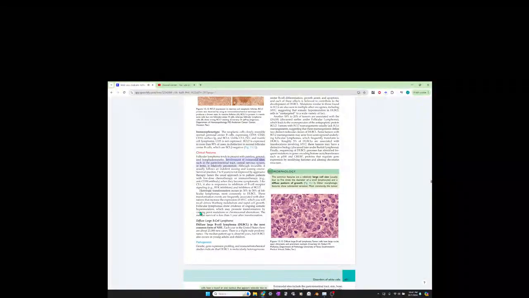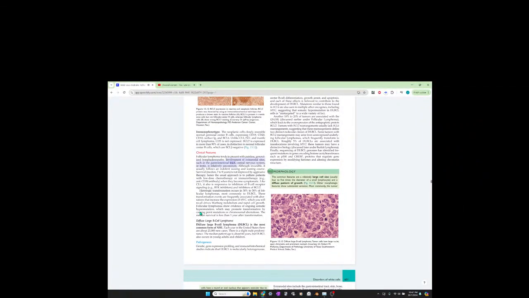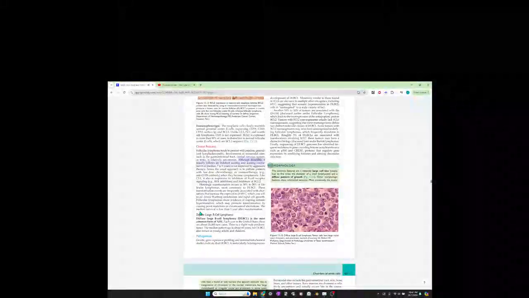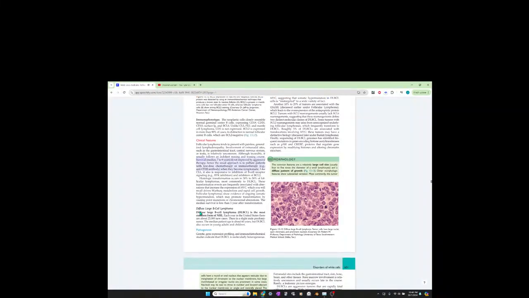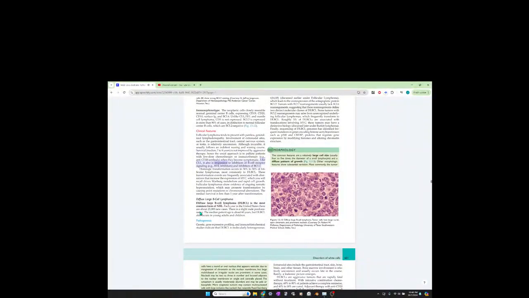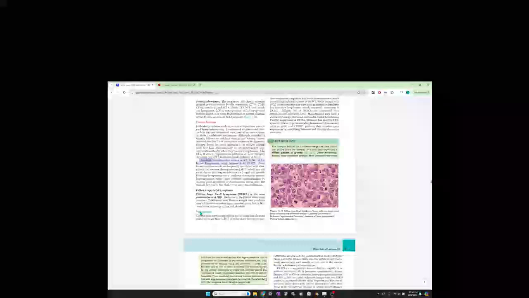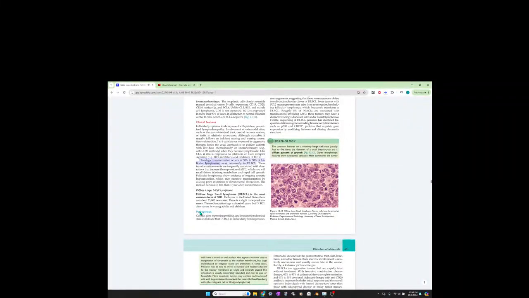Involvement of extranodal sites, such as the gastrointestinal tract, central nervous system, or testis, is relatively uncommon. Although incurable, it usually follows an indolent waxing and waning course. Survival is not improved by aggressive therapy, hence the usual approach is to palliate patients with low-dose chemotherapy or immunotherapy when they become symptomatic. Like CLL, it also is responsive to inhibitors of B-cell receptor signaling and inhibitors of BCL2. Histologic transformation occurs in 30% to 50% of follicular lymphomas, most commonly to DLBCL.